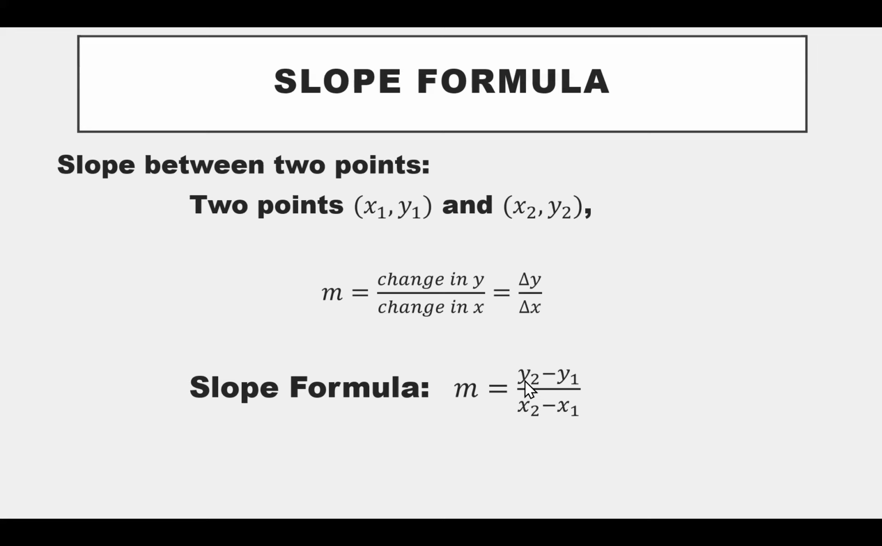In other words, the y value of the second point minus the y value of the first point goes in the numerator. The x value of the second point minus the x value of the first point goes in the denominator. And if we ever have 2 points, we can find the slope of the line based on that. And we don't even have to have the equation for the line to be able to find the slope. We just need to see 2 points on that line.